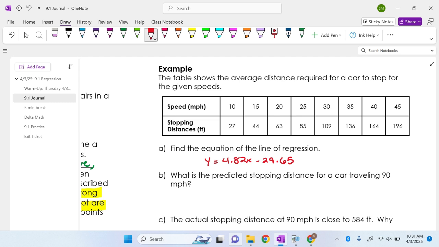So using this predicted equation, how will I find when it's 90 miles per hour? So look at the table. Does 90 miles per hour, is that an x or y value? If you look at the top table, x. Because speed, which is in miles per hour, is x. Stopping distance in feet is y. Stopping distance, not shopping distance.